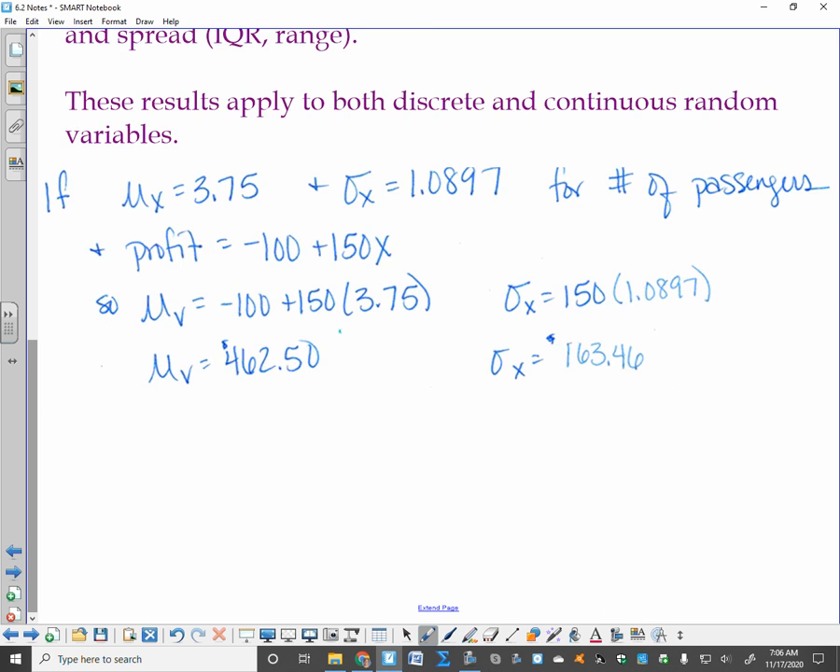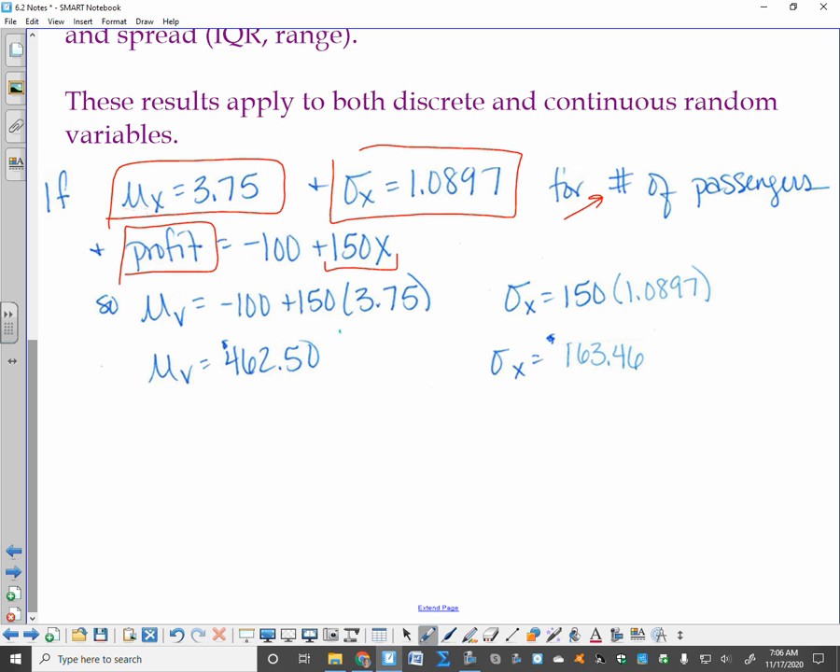All right, so here is Pete, and this is the mu sub x and the sigma sub x. Now this is sub x, and x is the number of passengers. So profit is going to equal negative 100 plus 150x. This was later defined as C, but we're again going to put it back in terms of x's. So mu sub v is negative 100 plus 150 times mu sub x. That's where mu sub v came from.